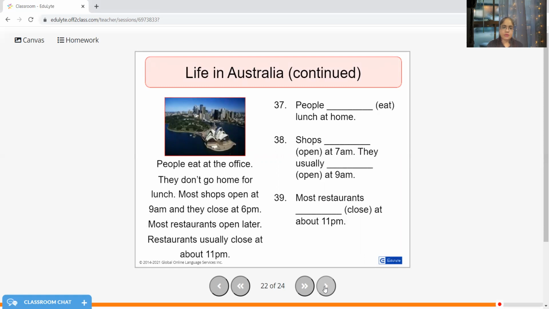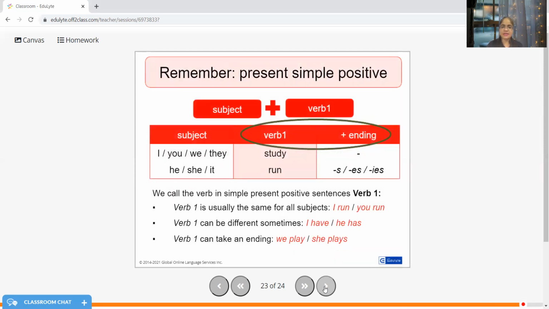People prefer to eat lunch at home. People do not eat lunch at home. They eat lunch at the office. Like this should be the sentence as per the paragraph given to us. The shops open at 7 a.m. They usually close at 9 a.m. They usually open at 9 a.m. Most restaurants close at about 11 p.m. So I just have the paragraph and I'm just making some sentences.